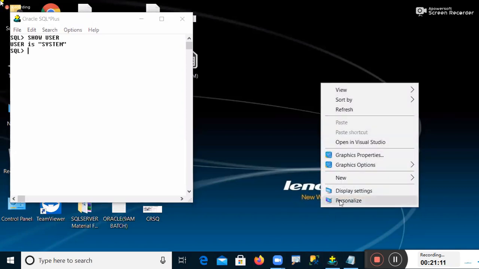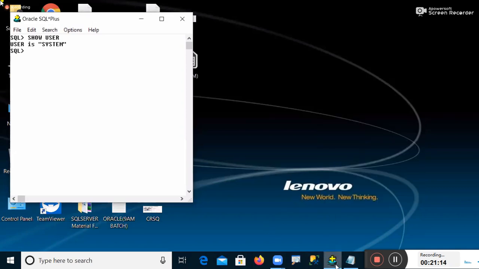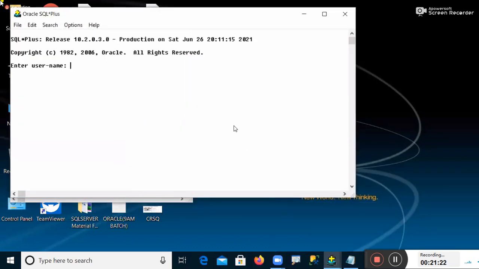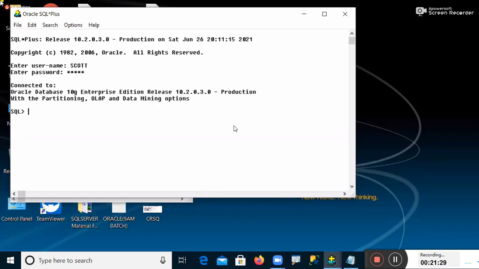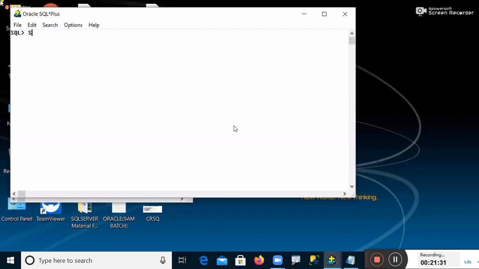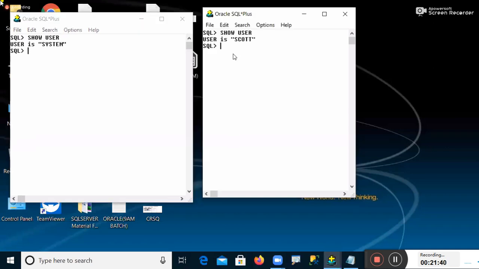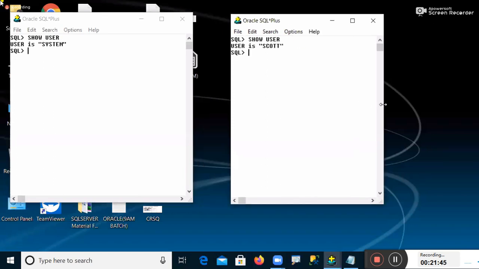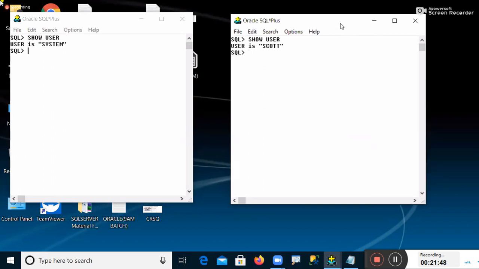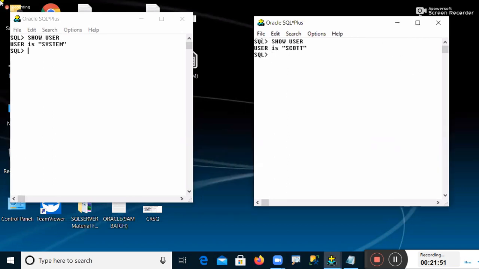Now I'm going to take one more user. Yes, this user is connecting with Scott. Okay, fine, so I want to show user. Scott. So he's a second user also connecting to your database. So how many users are there, guys? Two users. User one is system, user two is Scott.